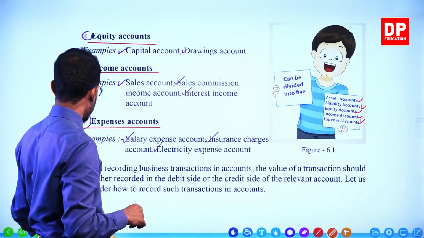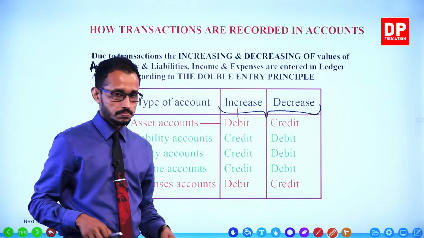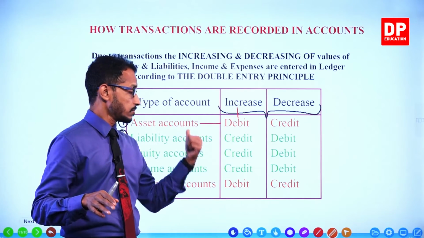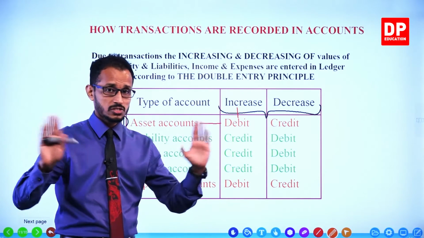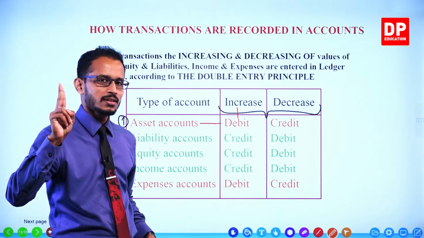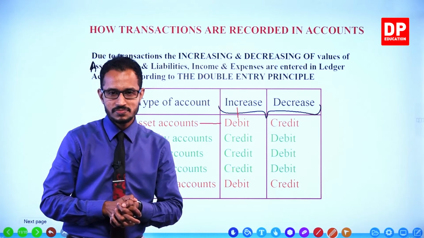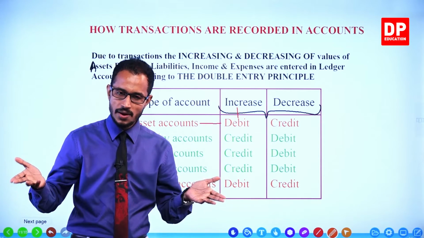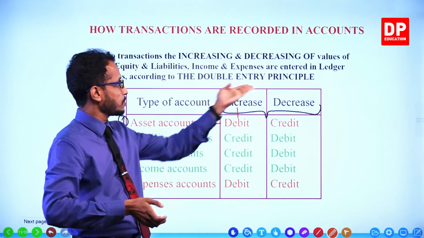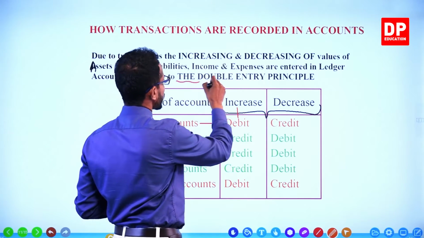I took this example transaction, owner investing 100,000 into the business. You can't just stop by putting the 100 in the asset account, the cash account. You can't stop because you have to enter two entries, children. Double entries. What is the name of this system? Double entry system. You have to record double entries.